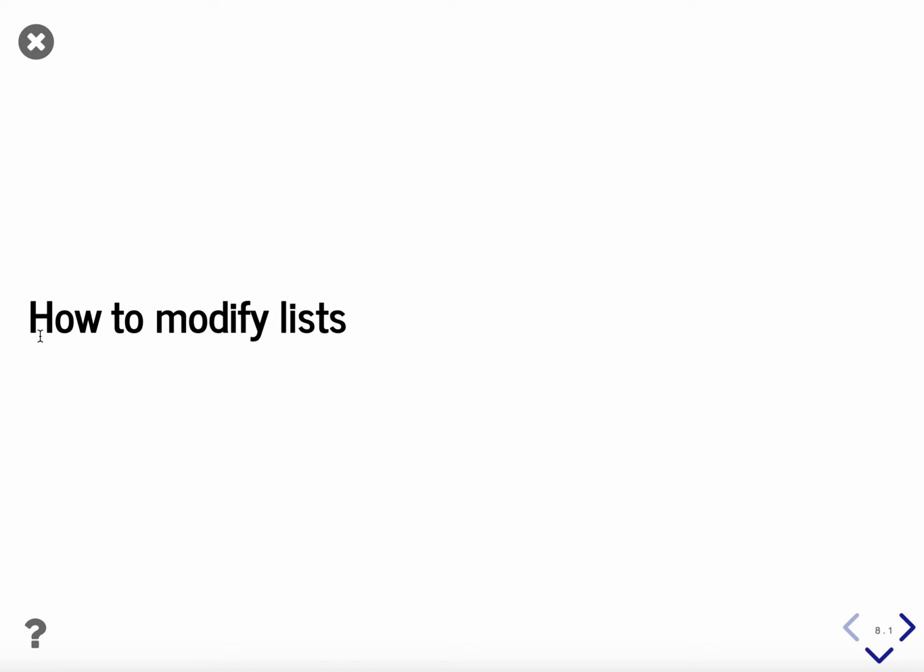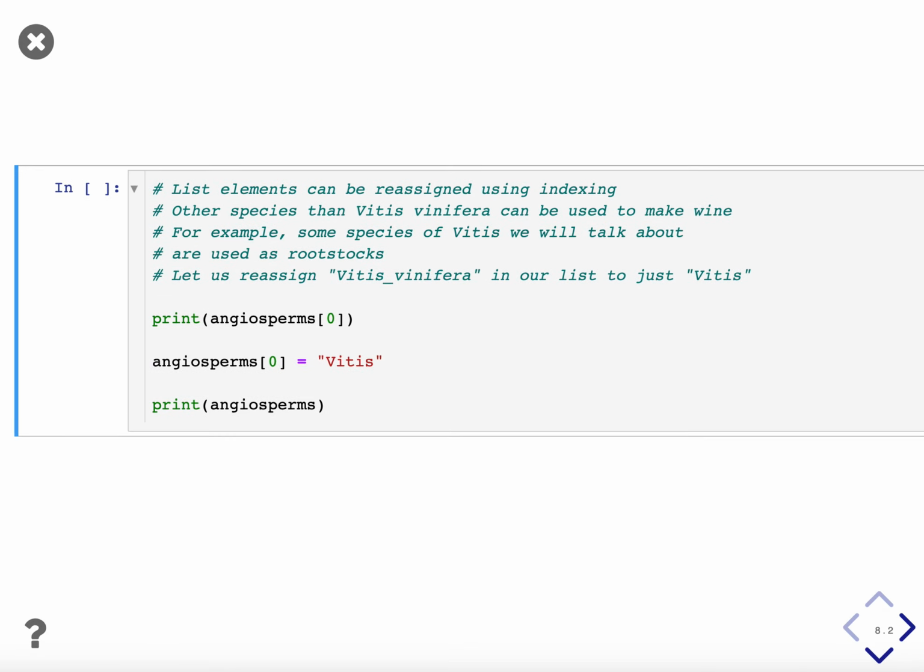So how can we modify a list? List elements can just be reassigned using indexing. So for example, other species than vitis vinifera can be used to make wine. For example, some species we'll talk about later in this course are used for rootstocks instead, or they're hybridized with vinifera to make different types of wine. So maybe it's not right of us to call wine just vitis vinifera that specifically. Maybe we should say that it's all vitis. So let's try to turn vitis vinifera back into just vitis.